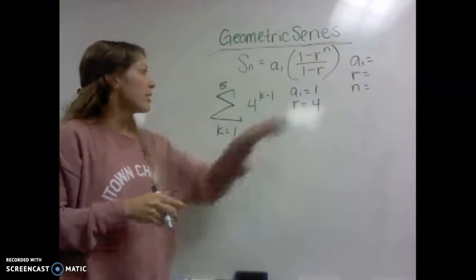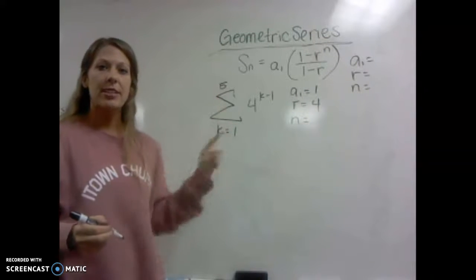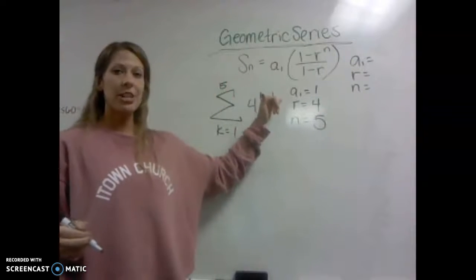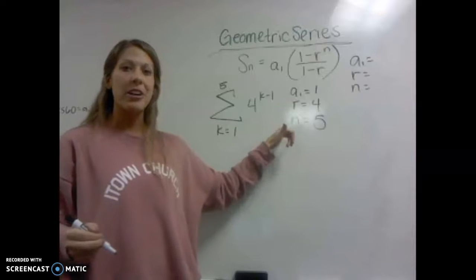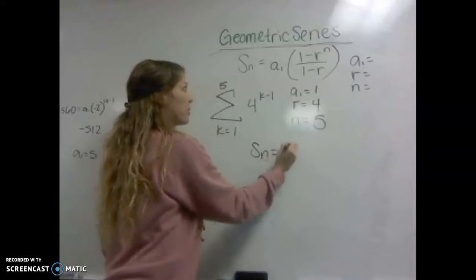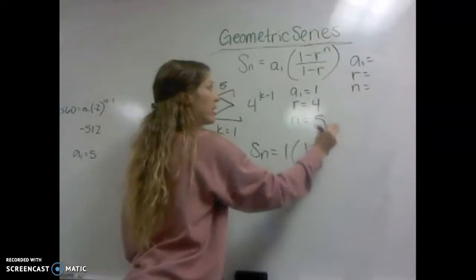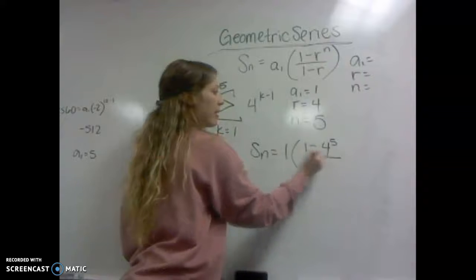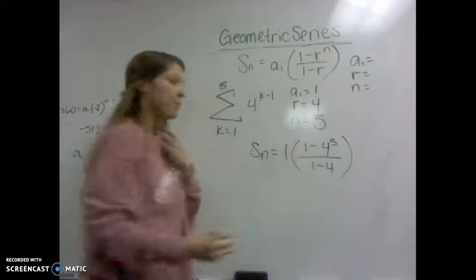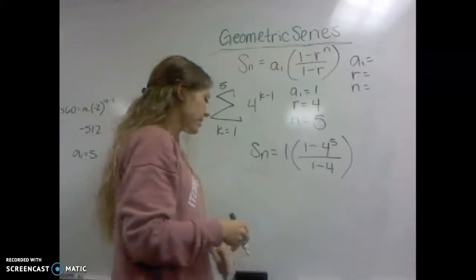All right, and then we also need to know how many terms there are. We go from 1 to 5, so that means there are 5 terms. Once you know your first term, your common ratio, and how many terms there are, we're ready to plug it into this formula. Our first term was 1. Our common ratio is 4, so 4 to the 5th power. And on bottom, we have 1 minus 4, the common ratio again.